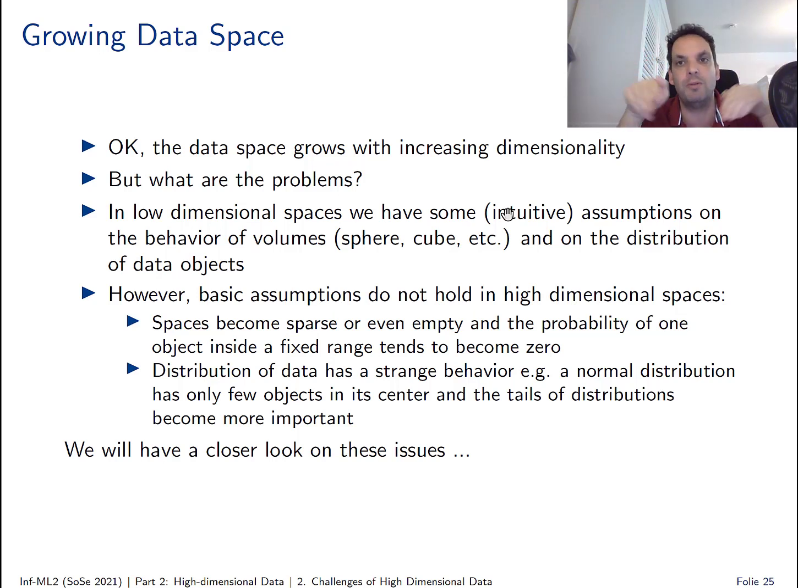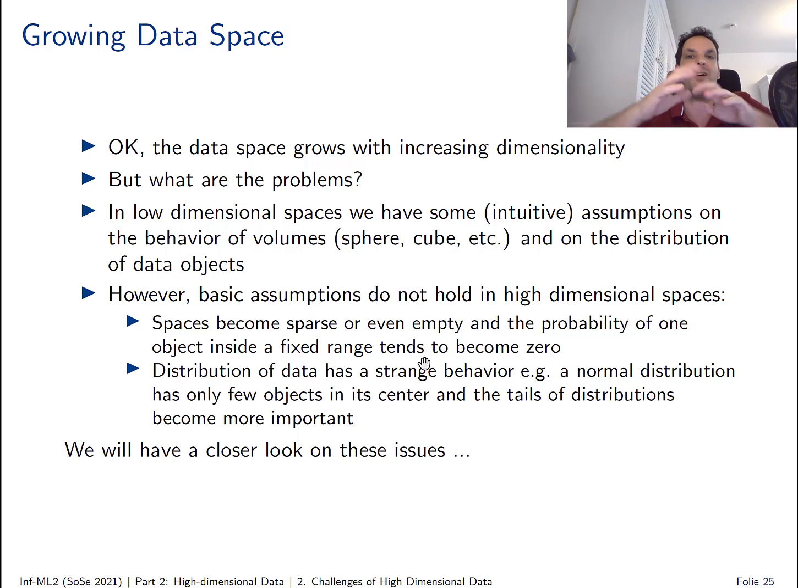I mean, a data space normalized between 0 and 1 is also a kind of cube. For lower dimensional spaces, we have some intuitive ideas what actually happens with special distributions within a cube or a sphere. But we'll see that these basic assumptions do not hold in high dimensional spaces. Spaces become extremely sparse, and a lot of parts of the data space are absolutely empty. There's nothing in it, no points. And the probability of one object inside a fixed range also tends to be 0.